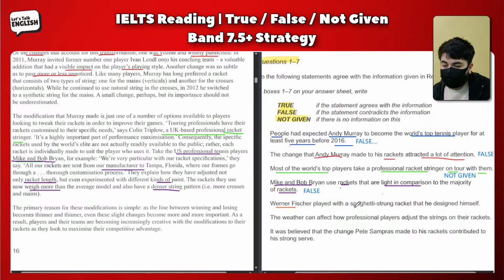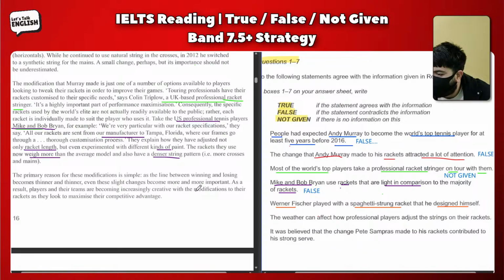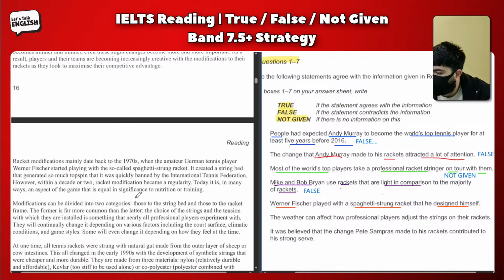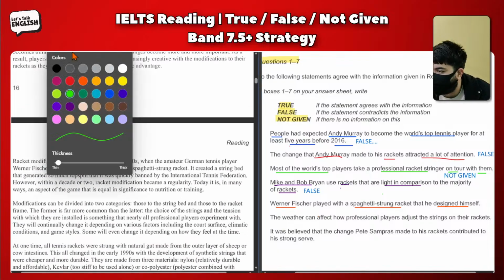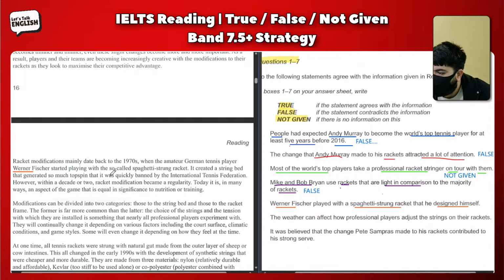Werner Fischer played with a spaghetti strung racket that he designed himself. Alrighty. So where are you, Mr. Werner Fischer? Spaghetti, Werner, racket, Werner Fischer. We've got Fischer here. I hope I'm pronouncing this right. Started playing with so-called spaghetti racket. Okay, an amateur German tennis player generated so much topspin. Did he design it himself or not? Two racket modifications became a regularity. Many win. Okay, so basically, the point that he designed it himself or not is not given. So I'll keep it as a probable not given.